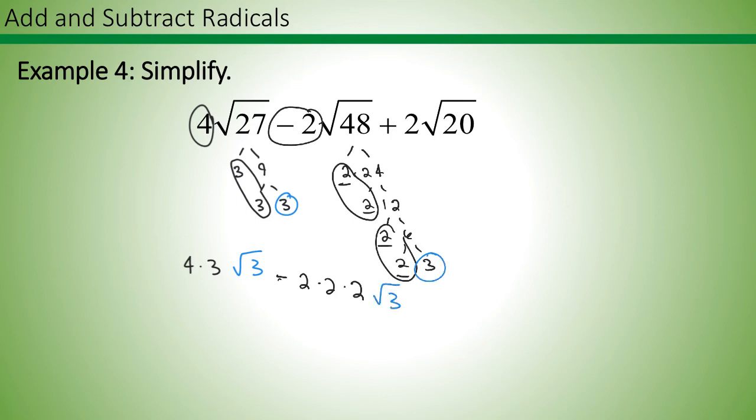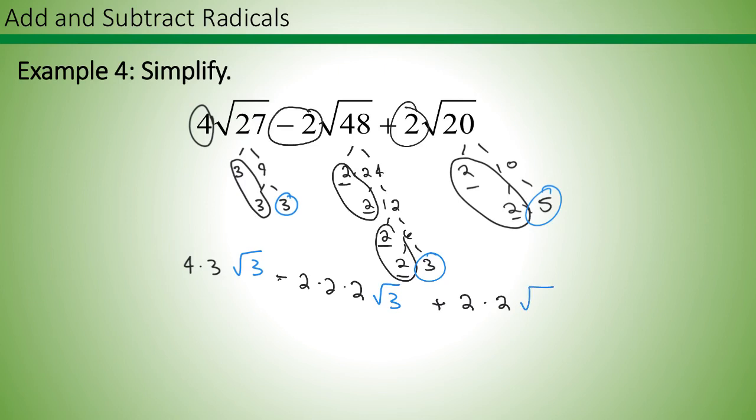And then the last one, if I break this apart, that's 2 and 10 and 2 and 5. So I have, again, a pair of 2s. This 2 is already outside. So plus 2 times 2. This 5 is stuck on the inside.